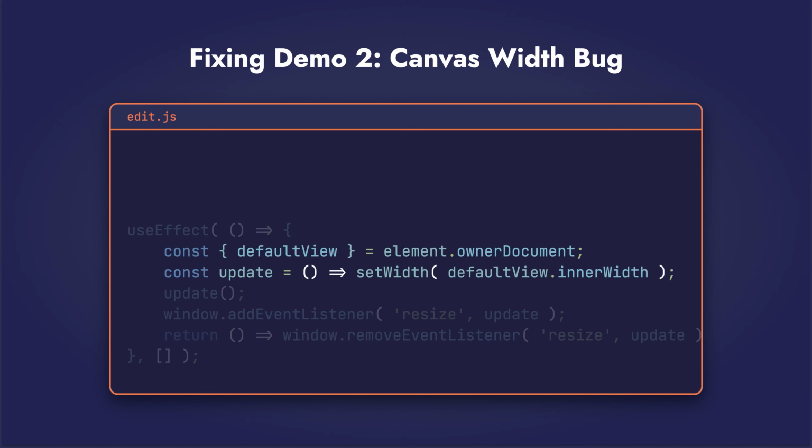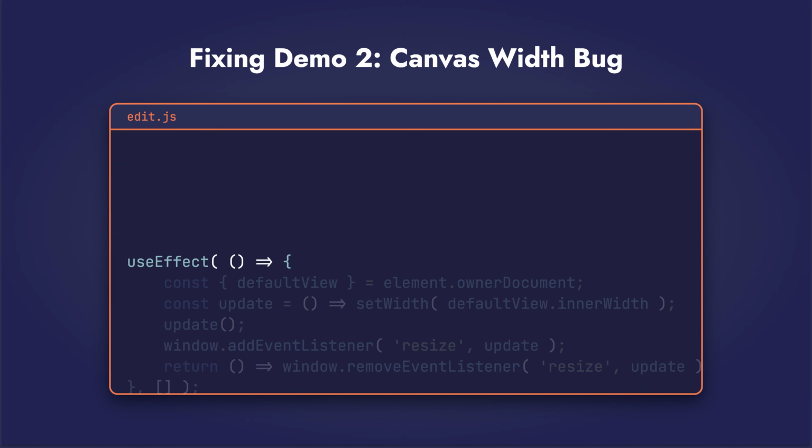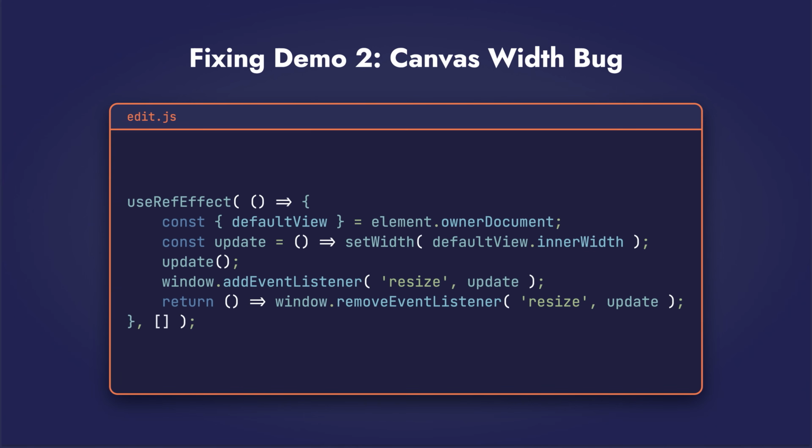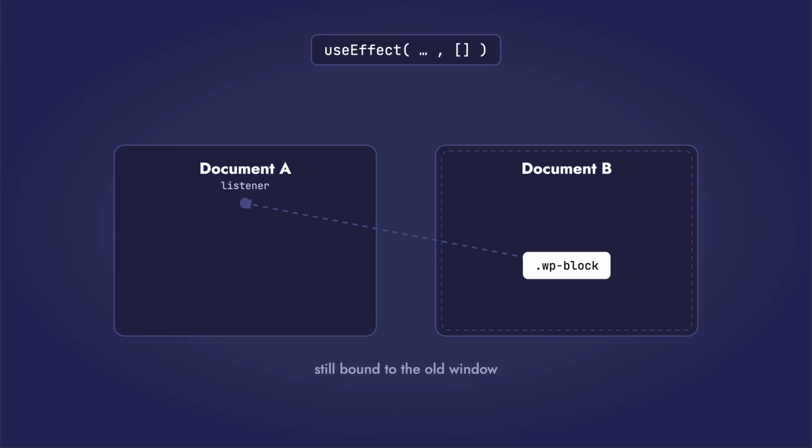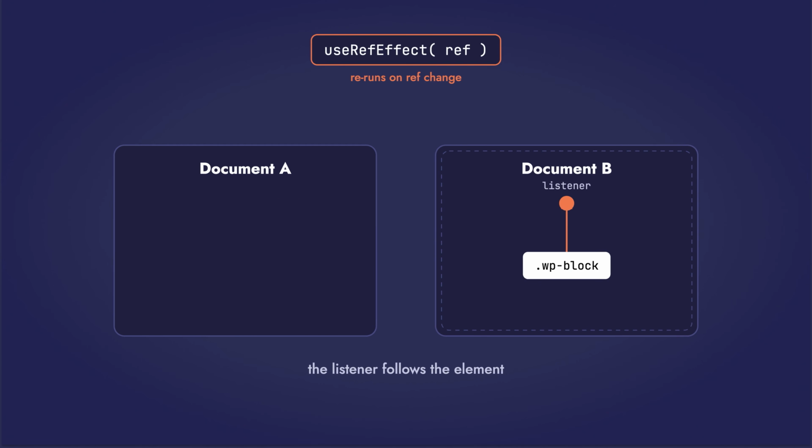One more thing, I'm using useRefEffect from @wordpress/compose instead of useRef plus useEffect, and here's why. useEffect with an empty dependencies array runs once. If the editor remounts your block into a different document, which it can, your listener is still bound to the old window. useRefEffect reruns when the ref changes, so the listener follows the element around. That's the trick.